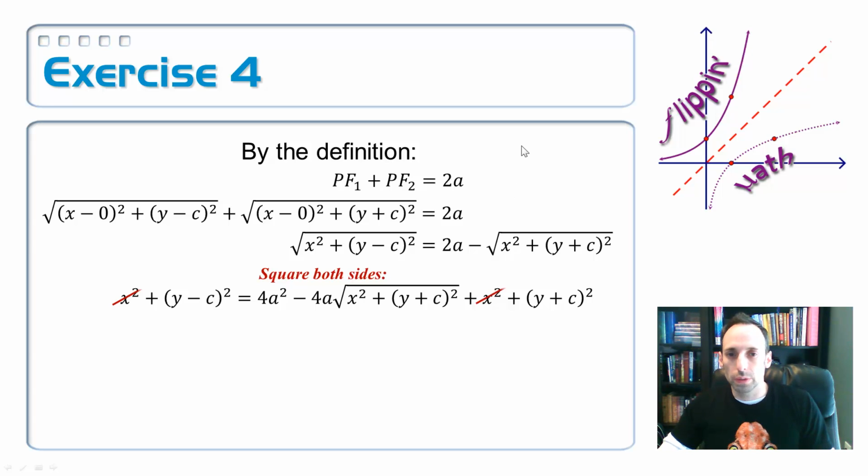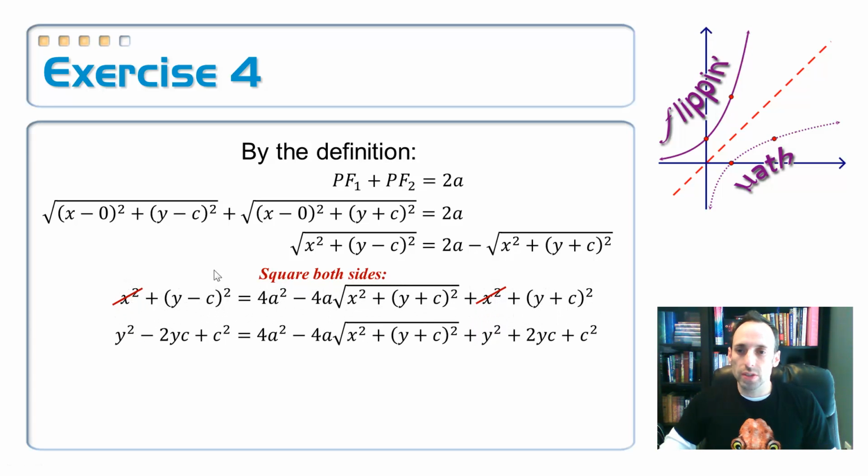Well, certainly I can get rid of those x squareds. Now let's expand out these two binomials with the y and the c's in them. So I expand those things out, and now I can start canceling some more stuff. That's awesome. So the y squareds are going to cancel out this time, and the c squareds are going to cancel out. Okay, now I still have another square root that's in here. So I'm going to separate the square root and everything else.